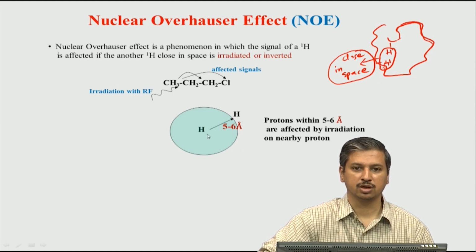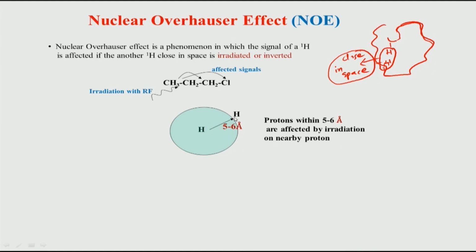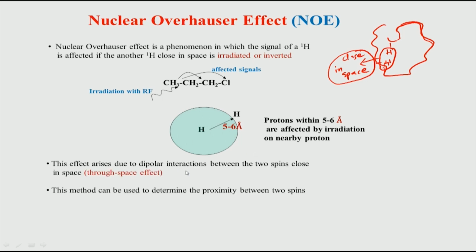So, this is what is shown. If I have a hydrogen, any other hydrogen in the sphere of radius 5 to 6 angstrom will be affected by radiation of the nearby proton. So, this proton will be affected if this is perturbed, or vice versa, this hydrogen will be affected if anything in its vicinity of 5 to 6 is perturbed. Okay. So, this is a major point here, that this is a through-space effect, and the effect, as I said, arises due to dipolar interactions between two spins which are close to each other.